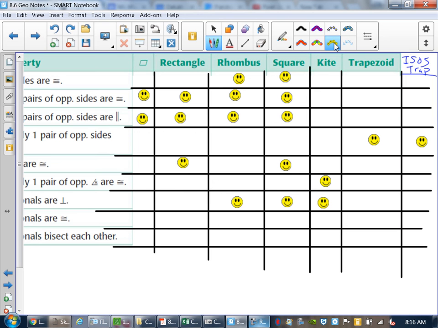Speaking of, who has diagonals that are congruent? Square. Rectangle. Oops, wrong. I hit the wrong button. So we have square. Rhombus didn't have diagonals that were congruent. Rectangle. And what else? Not the kite.